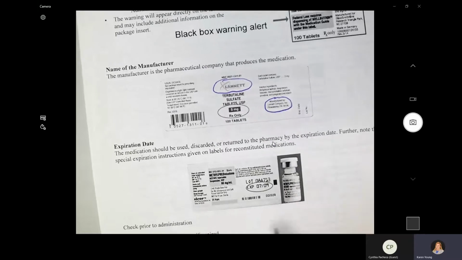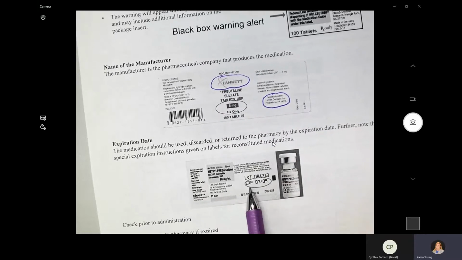Every label is going to have an expiration date. It's going to have EXP, and then when it expires, usually the month and the year. And it will also have a lot number. When the manufacturer makes medications, they will make them in a big batch, in a big vat, and they'll mix all the ingredients and components together in that vat.